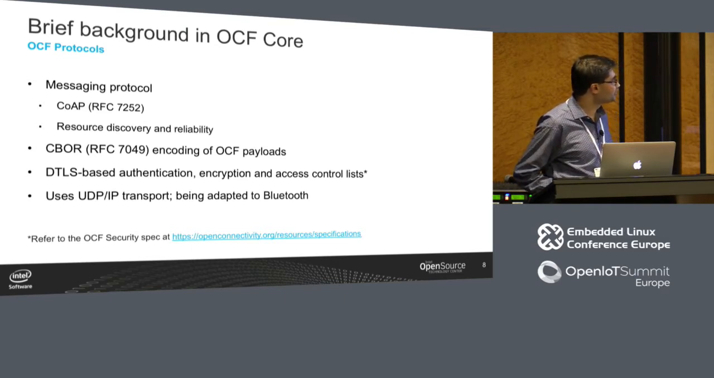OCF data payloads are encoded using the concise binary object representation, which is a compact binary format that is well suited for use over constrained environments. The OCF security model defines mechanisms for authentication and encryption over DTLS and further relies upon access control lists to restrict access to resources. You may refer to the OCF security specification for more details on the security model.